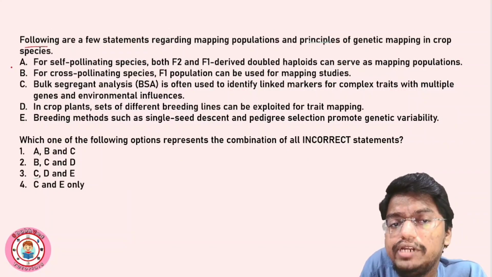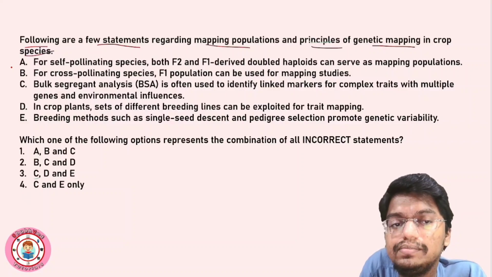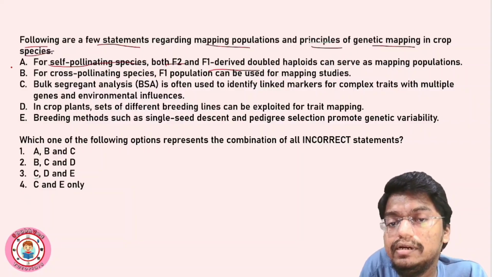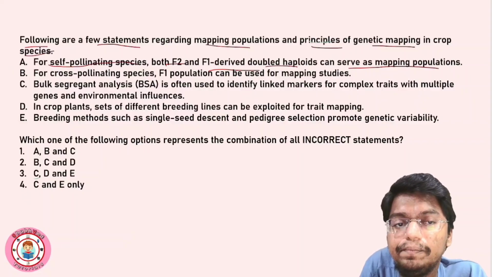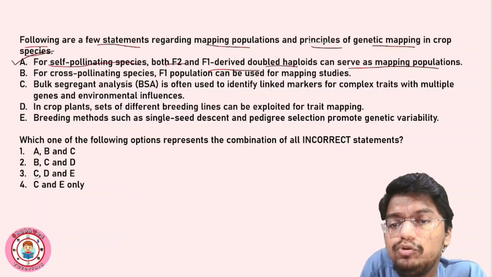Following are a few statements regarding mapping populations and principles of genetic mapping in crop species. A. For self-pollinating species, both F2 and F1 derived haploids, double haploids, can serve as mapping population. Correct. Okay, their role in mapping is important. F2 and F1 derived haploids. For cross-pollinating species, F1 population can be used for mapping studies. Yes.